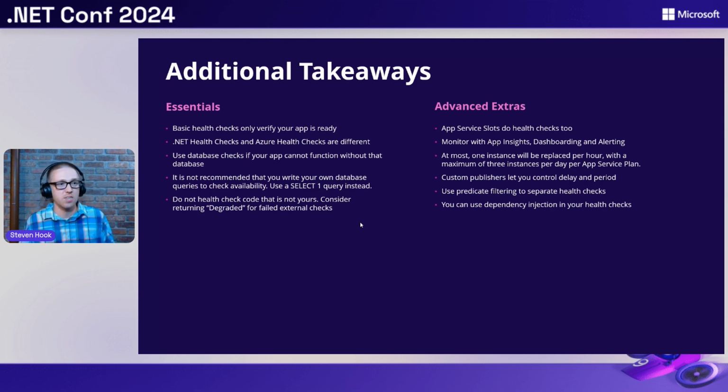Some of the more advanced things we didn't get to cover. There's a whole world out there for custom publishers. I recommend that you read up on the docs for that, as a way to control the reporting of what happens on some of those. And then I missed this initially too: app service slots do health checks too. So when you're looking through your logs and wondering, why am I getting all these health checks? The slots do those too.